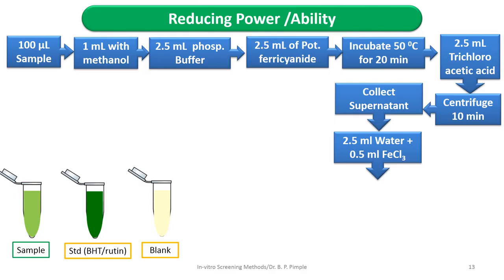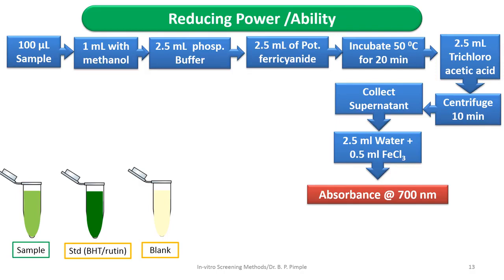The moment you add water and ferric chloride, different test tubes give different color. Since the blank does not have any antioxidant in it, it will not produce any green color complex. So ferric ions will remain as such. Whereas the standard, since it has more antioxidant, has converted all the ferric ions into ferrous ions, thereby producing a dark green color complex. As far as the sample is concerned, the color varies. If it is a very strong solution, it will produce dark color. If it has slight or moderate antioxidant activity, it will produce light green color. Now you need to record the absorbance at 700 nanometer.